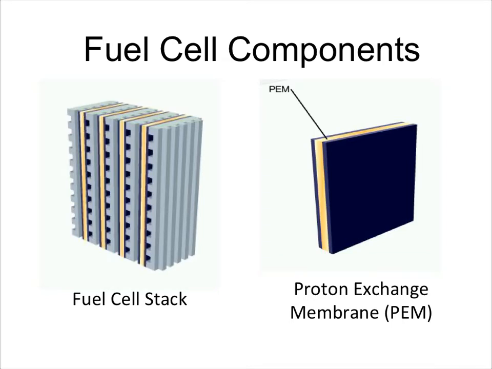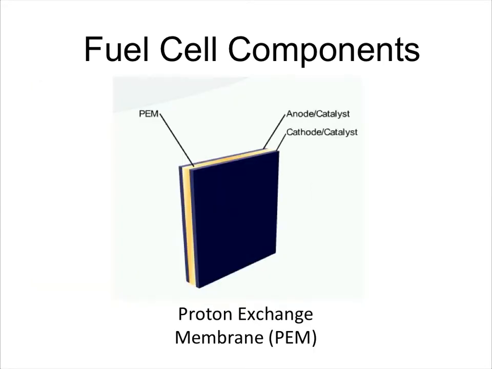This membrane functions as an electrolyte, a substance that conducts charged ions, in this case protons, but does not conduct electrons. This allows the solution to conduct electricity. It's important to note that this membrane must be kept moist in order to conduct particles through it. As I just mentioned, the PEM membrane is always sandwiched between both an anode and cathode, as you can see in the picture here.